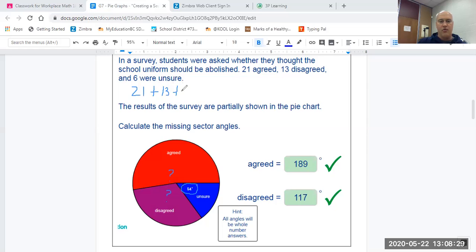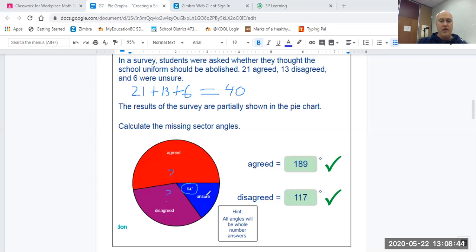We have to add those three together, and obviously we could do this using a calculator, but I'll just show it to you here first. So 21 plus 13 would be 34, plus 6 would be 40. So the total here is 40.